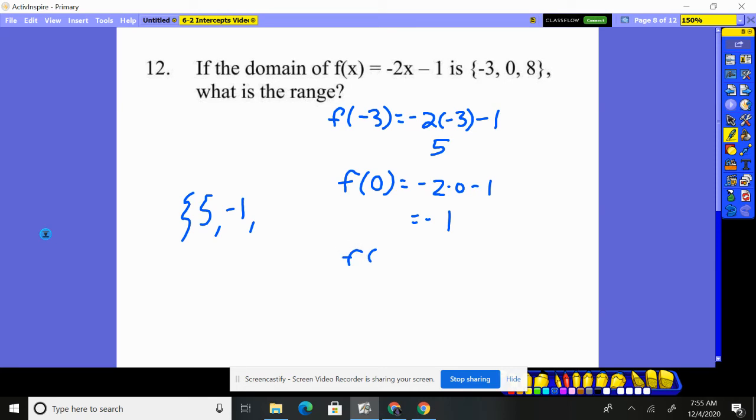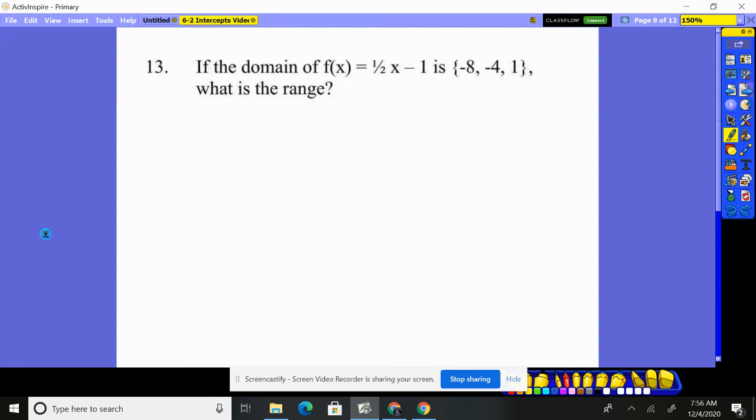And finally, f of 8. -2 times 8 minus 1, -16 minus 1, -17. We have one more problem. They want us to plug in -8, -4, and 1. So let's plug in -8, 1/2 of 8 minus 1. Half of 8 is 4, 4 minus 1 is 3. So the first range value, your y value, is 3.